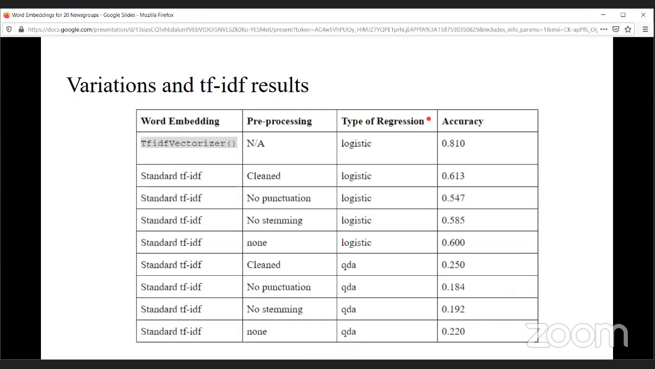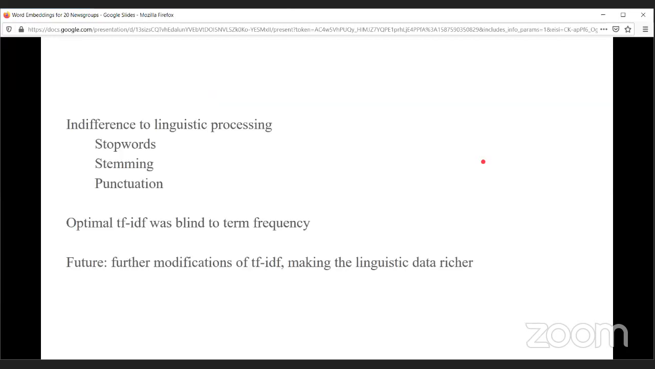So I'm going to go ahead and skip through all of this in the interest of time. But I do want to draw attention to, once again, none processing here, 60% accuracy, cleaned 61% or 61.3. So once again, only 1.3% improvement. So yeah, some conclusions here.